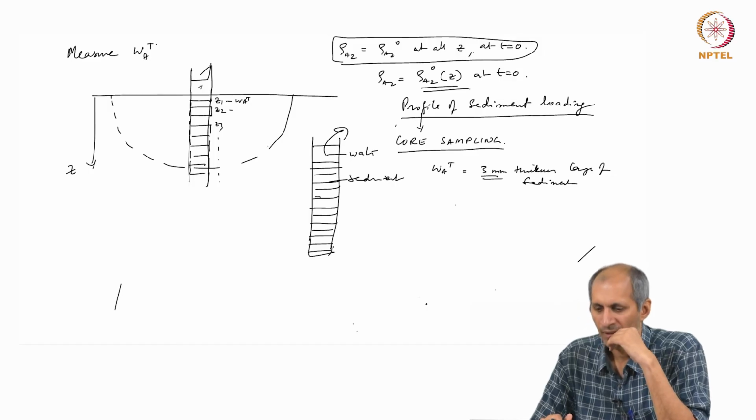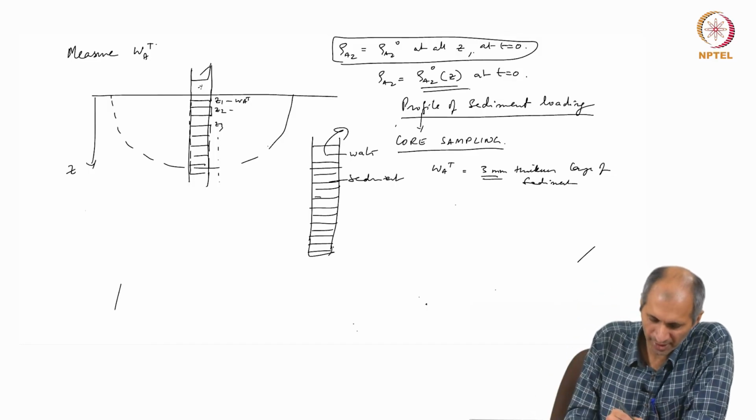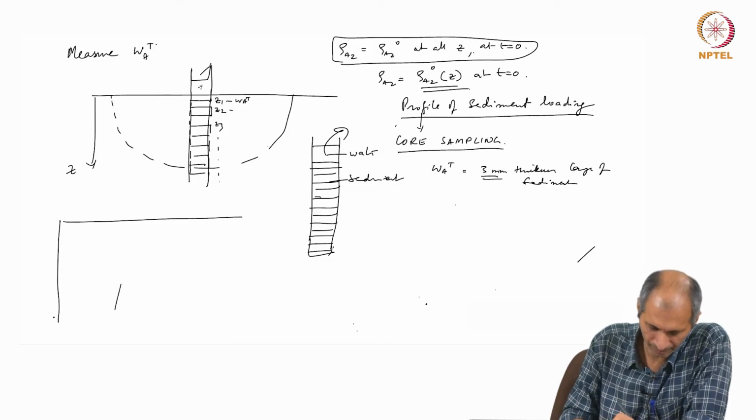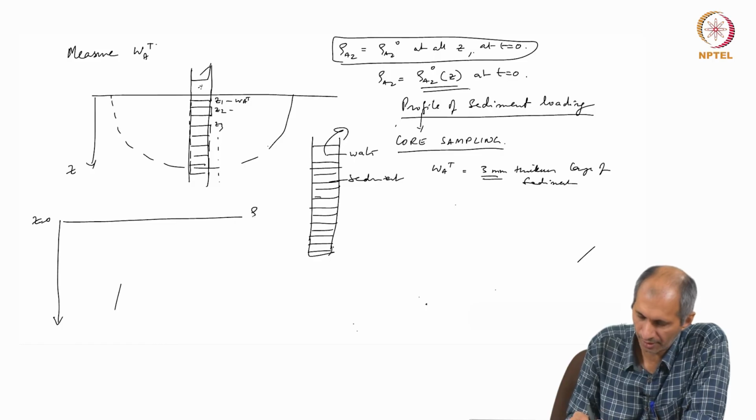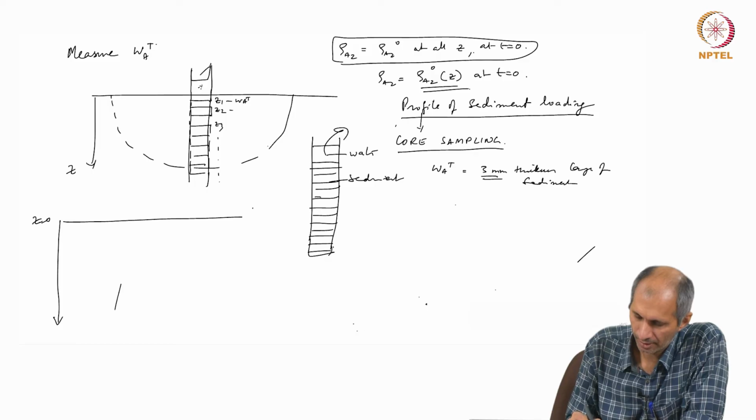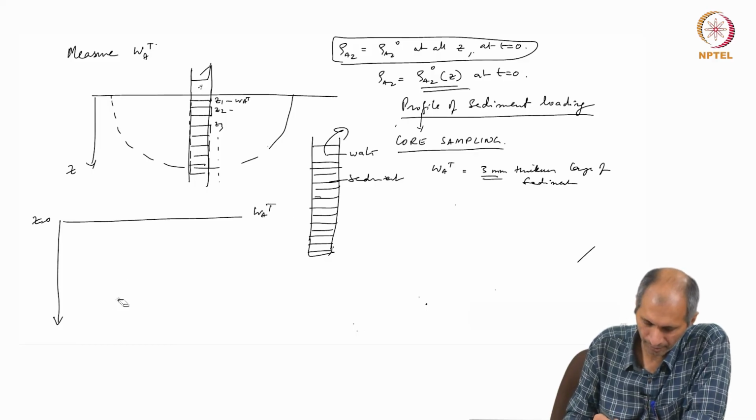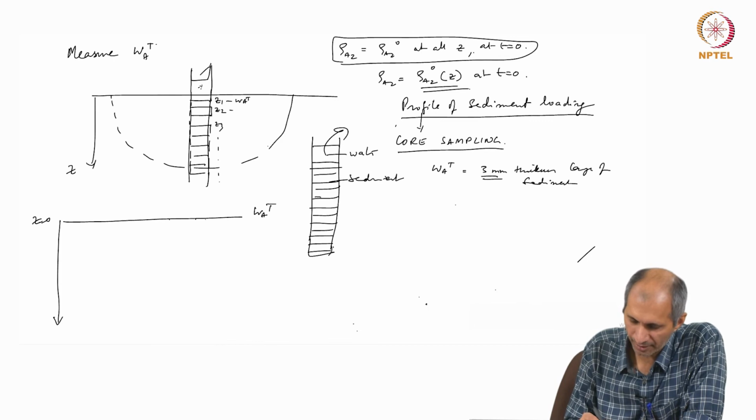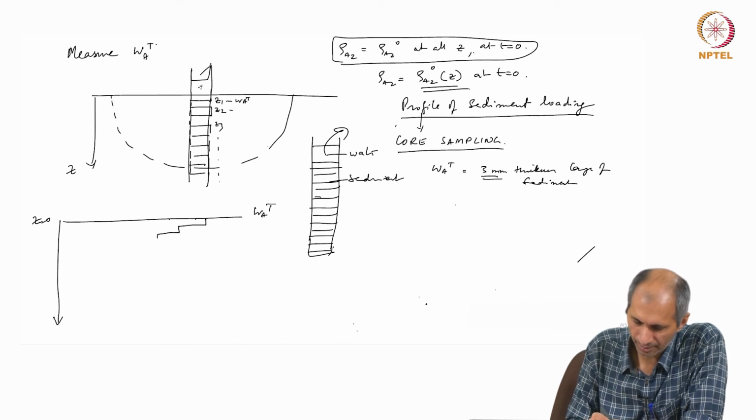So, what you will get here is data like this. At z equals 0, if you draw, and this is the concentration rho A3, the concentration of WAT, you will get some value like this. So, the data from this will look like this, you will get something like this.